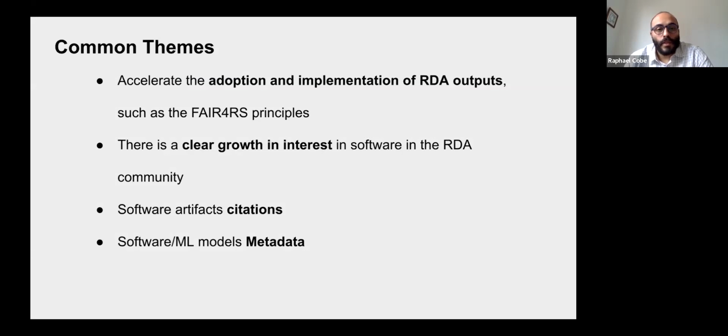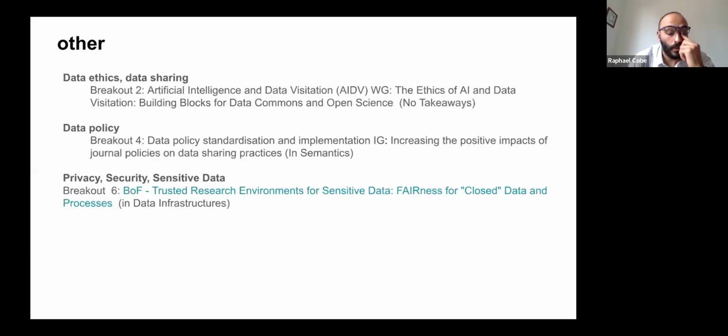And the common themes are that there is a clear growth in interest in software within the RDA community. There are also a lot of discussions regarding software artifact citations, and a lot of the groups reported discussions regarding software or machine learning models metadata. So metadata for software and also machine learning seems to be a very important thing.